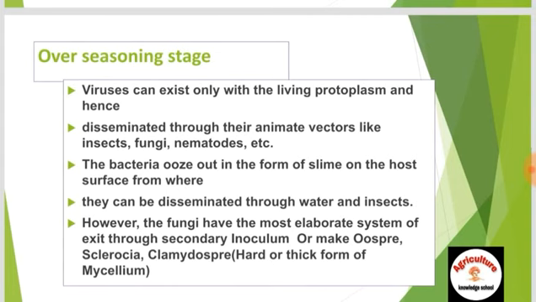And the bacteria ooze out in the form of slime on the host surface, from where they can be disseminated through water and insects. However, the fungi have the most elaborate system of exit through secondary inoculum, or they make oospores, sclerotia, and chlamydospores, which are hard or thick forms of mycelium.